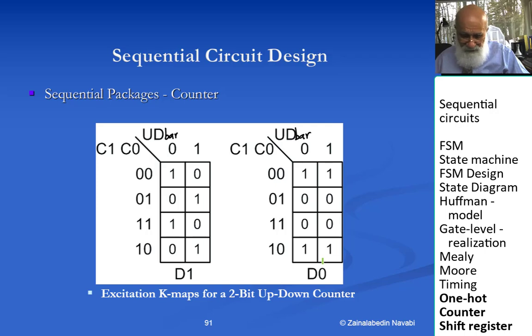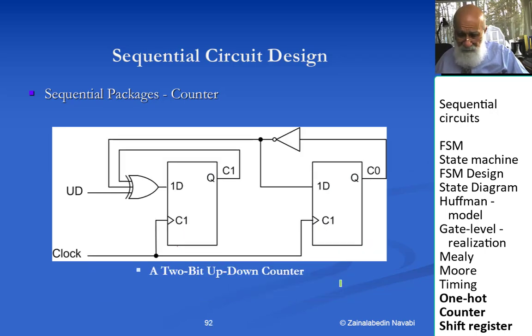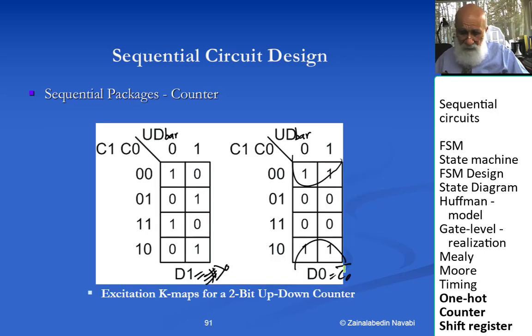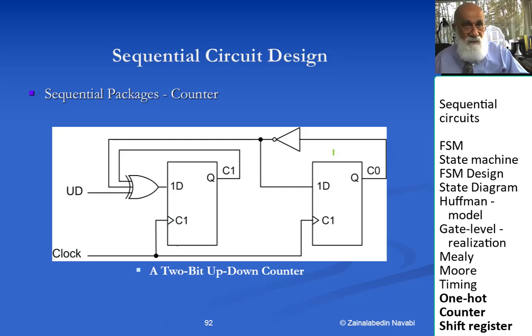Mapping all of these, this D1 becomes an XNOR of the three inputs, and D0 becomes C0. Okay, I'm sorry, C0 bar, and therefore this is my counter. This is a 2-bit counter, 2-bit up-down binary counter.